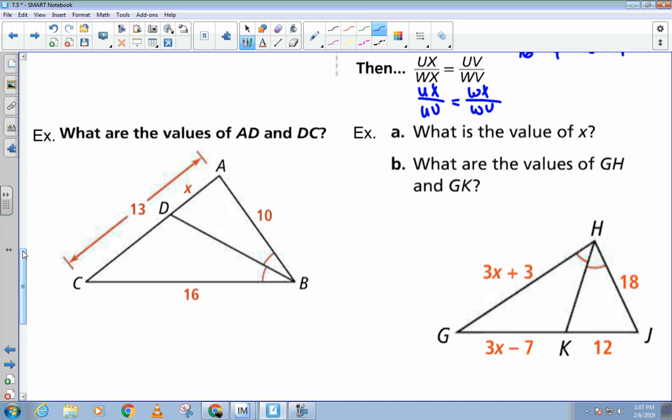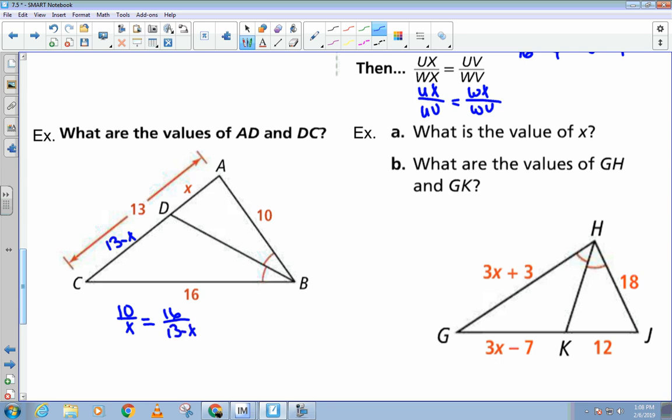What are the values of AD and DC? So I need AD and I need DC. This is an angle bisector, right? Well, what do I represent CD with? Oh no, we don't want two variables. Well, the whole thing is 13, and from here to here is x. So what's this? 13 minus x. Remember, this angle bisector breaks this opposite side into a ratio that's the same as the other two sides. So how would I set that up? 10 over x equals 16 over 13 minus x.